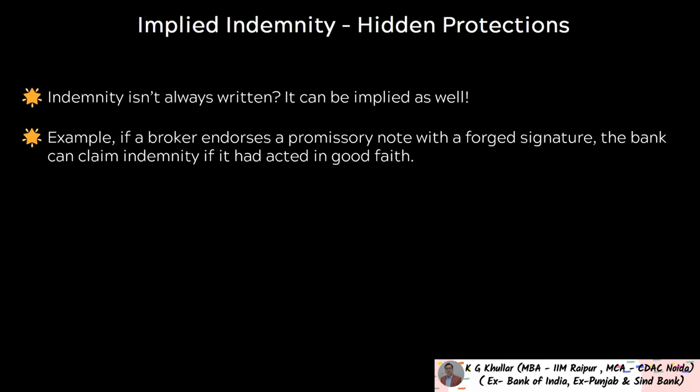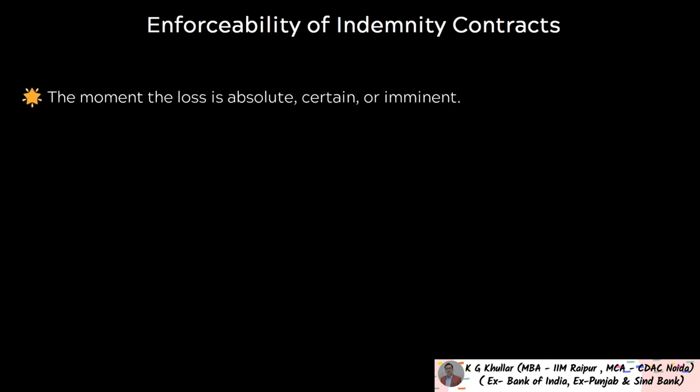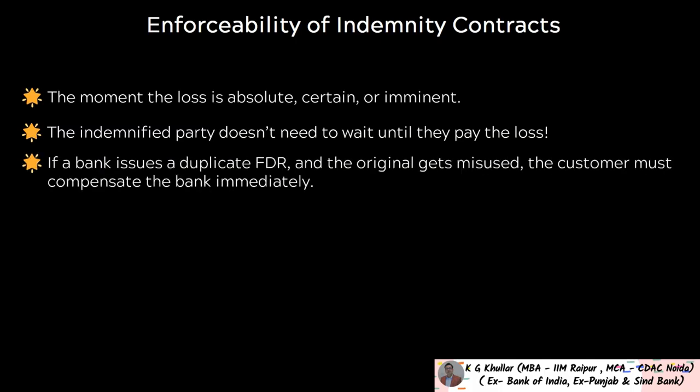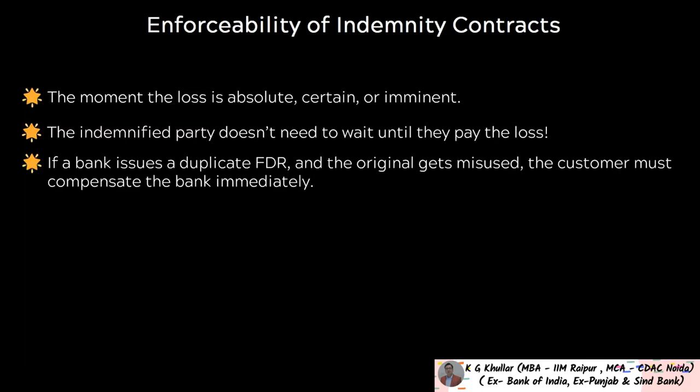The next is, when does an indemnifier's liability start? So please remember, it starts the moment the loss is absolute, certain or imminent. That is, the indemnified party doesn't need to wait until they pay the loss. For example, if a bank issues a duplicate FDR and the original gets misused, then the customer must compensate the bank immediately.